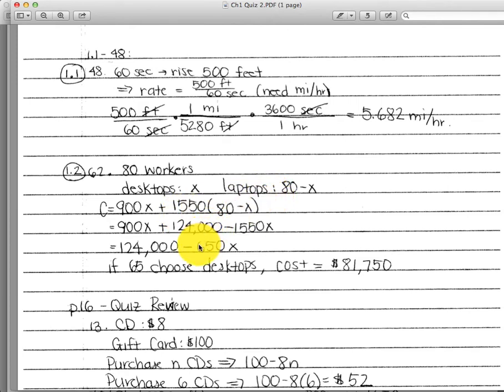So we multiply the cost times the number of desktops, plus the cost times the number of laptops, and that's my total cost. In the second part of the problem, it said if 65 choose desktops, what is the cost? If 65 of them choose desktops, I can just use my simplified equation right here. x was desktop, so I can just use my simplified equation to find the total cost.